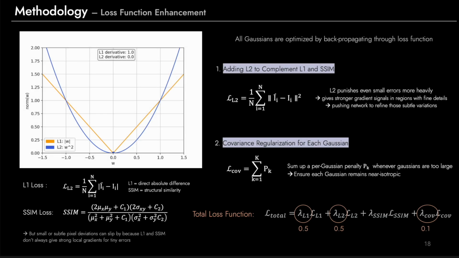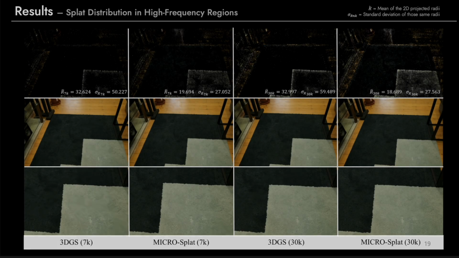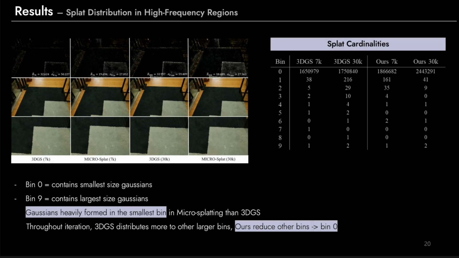We also enhance the loss function by combining L1, L2, SSIM, and covariance penalties for stronger supervision of fine structures. Our method concentrates more small Gaussians in detailed regions, especially in the high frequency and high gradient areas, as seen in the splat radius plot. Also, this is further observed in the splat cardinality table, where it shows the count of Gaussians in each bin with different radii. Bin 0 contains the smallest size Gaussians, where the size increases to bin 9.